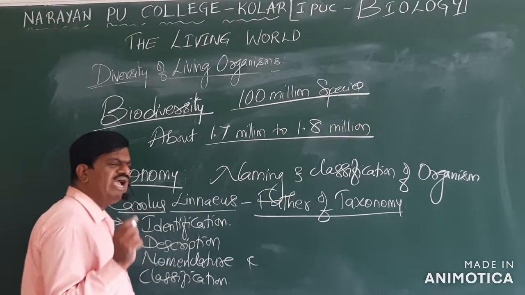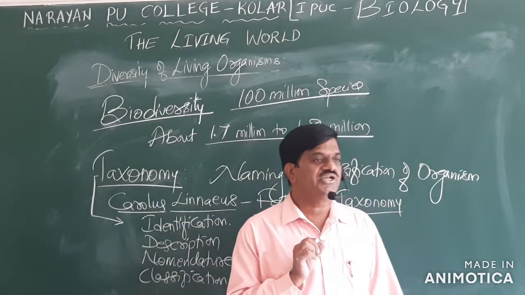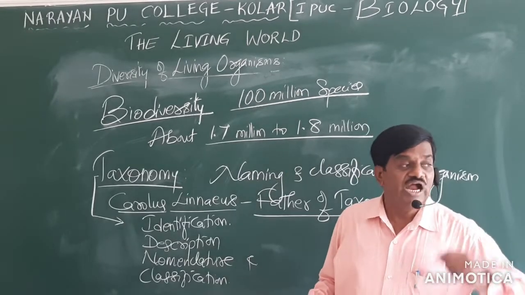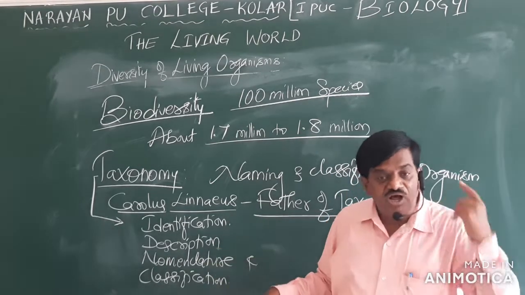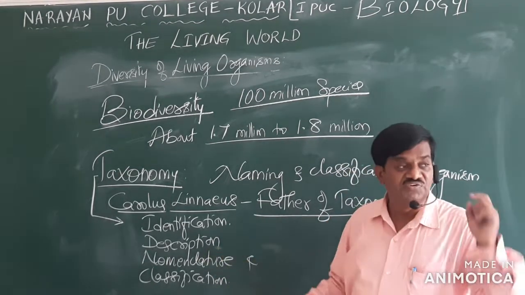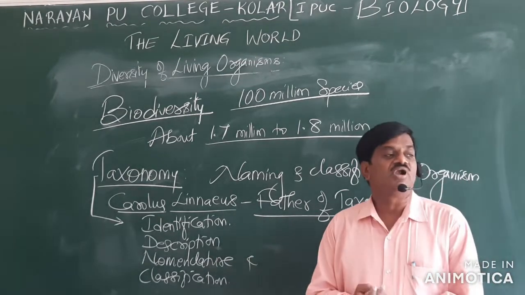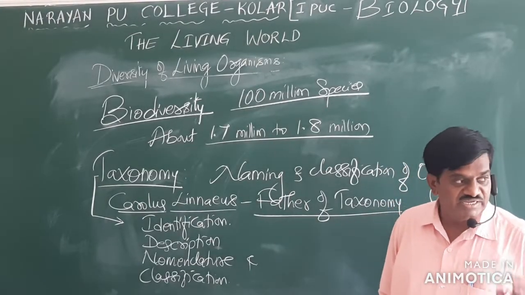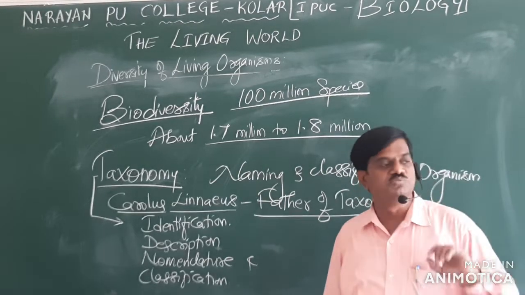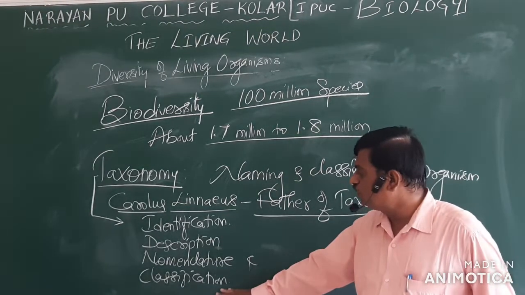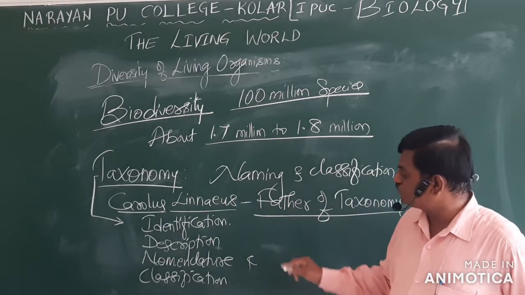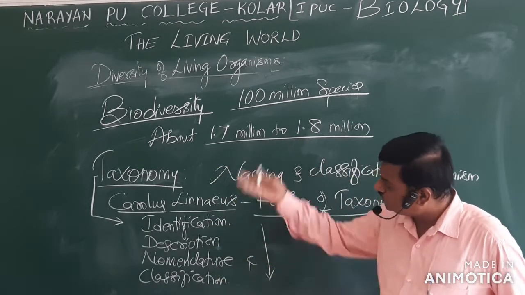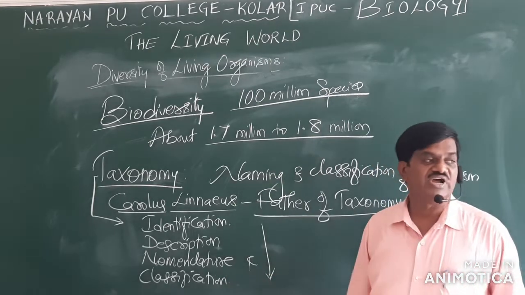For example, when we have seen a blue color tree, and a blue color tree is non-existing. If you see such a tree, we are going to identify it, and we will know whether someone has painted it or it is really blue, which comes under description. If it is really blue, we are going to name it, called nomenclature. After naming it, we classify it based on the characters, whether its structures match angiosperms, gymnosperms, or lower organisms. So, taxonomy should always be studied in a particular manner: first identify, describe, name, and classify.